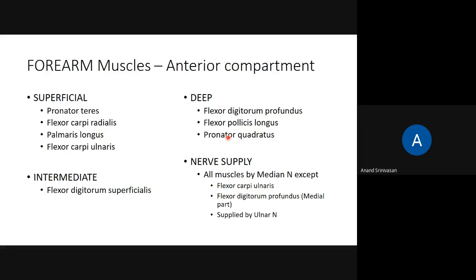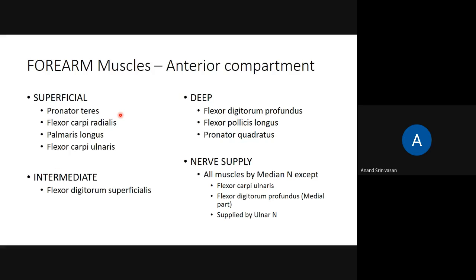The next muscle is called pronator quadratus. Pronator because it helps in pronation. Quadratus because it's quadrilateral in shape. This is the only muscle which is not originating in the medial epicondyle. This muscle is present in the distal end from the radius to the ulna. So it is present between the radius and ulna, and when it contracts, it helps in pronation.